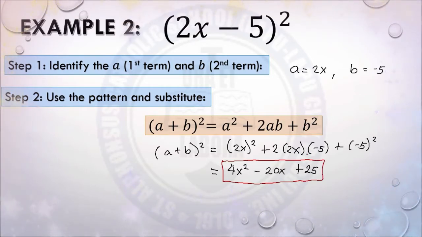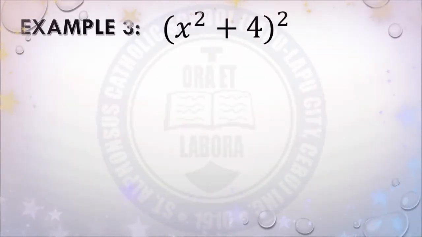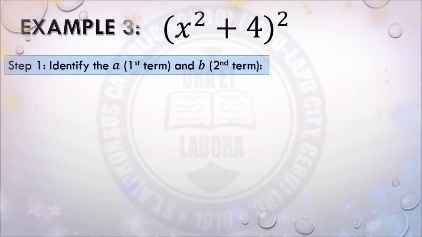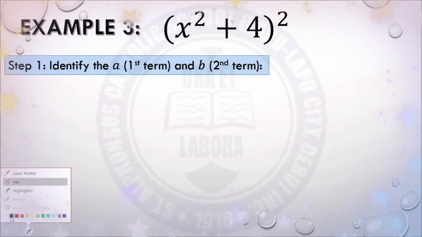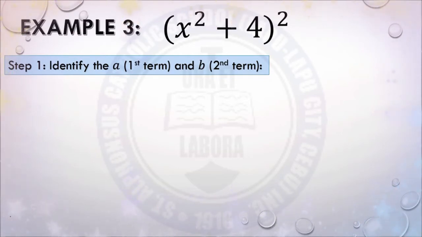We are now on example number 3. x squared plus 4. What is A? Please write your answer on the text box below. What is B? Please write your answer on the text box below. If your answer for A is x squared, then you are right. And if your answer for B is 4, you are also correct.